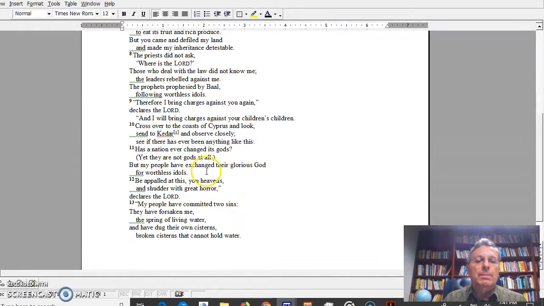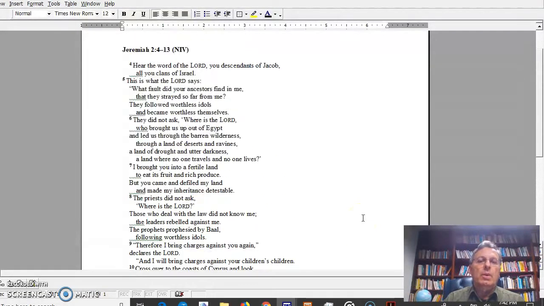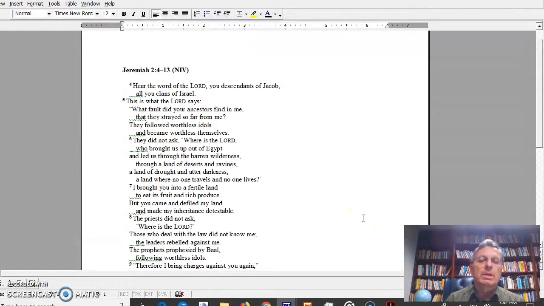But my people have exchanged their glorious God, that's the NIV, for worthless idols. It just says their glory, literally in Hebrew. Be appalled at this, you heavens, and shudder with great horror, declares the Lord. My people have committed two sins. They have forsaken me, the spring of living water, and have dug their own cisterns, broken cisterns, that cannot hold water. Okay, we have definitely a prophecy of judgment and accusation against Israel.